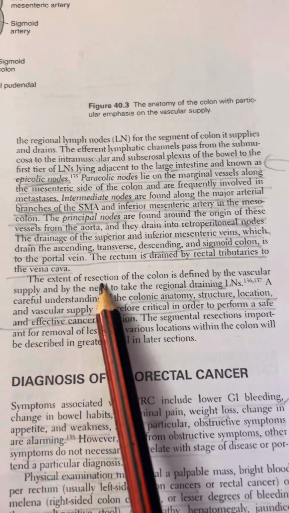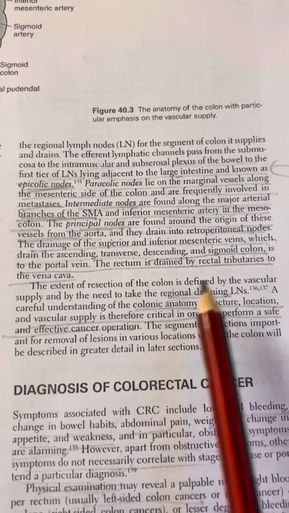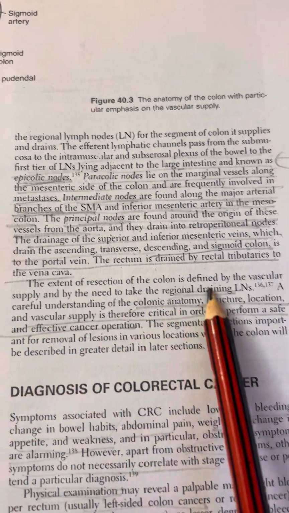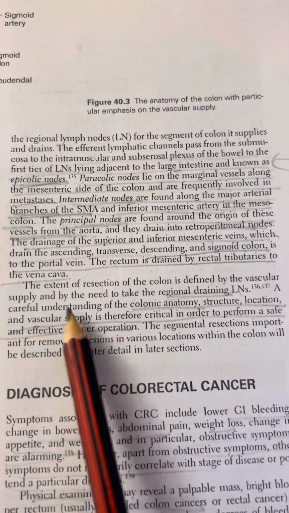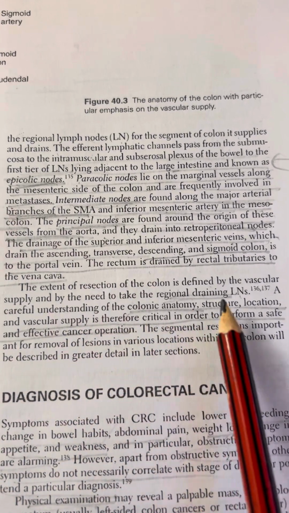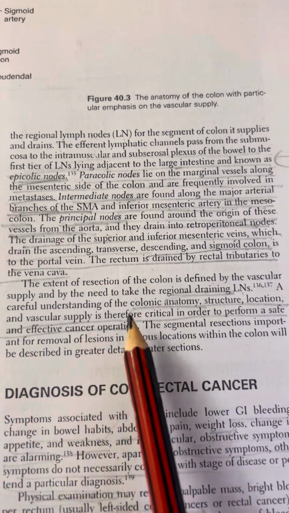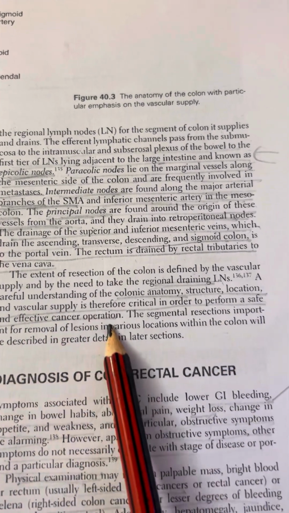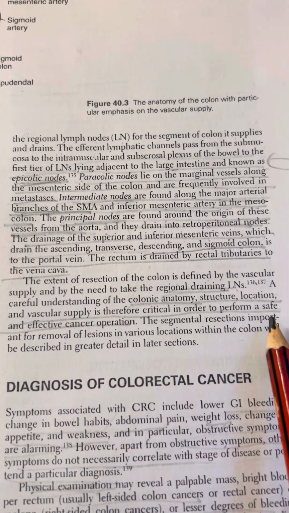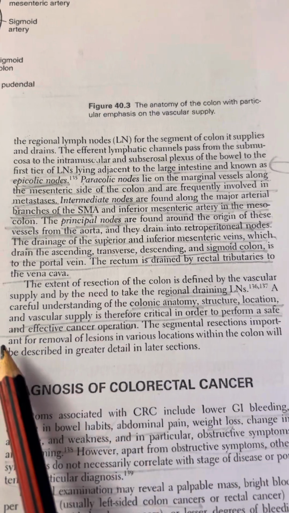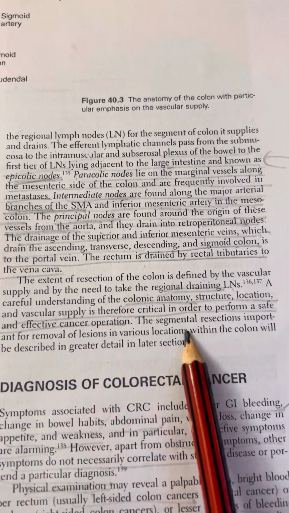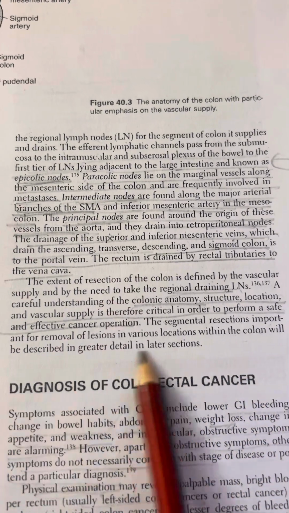The extent of resection of the colon is defined by the vascular supply and by the need to take the regional draining lymph nodes. A careful understanding of the colonic anatomy, structure, location, and vascular supply is therefore critical in order to perform safe and effective cancer operations. The segmental resection important for removal of lesions in various locations within the colon will be described in great detail.